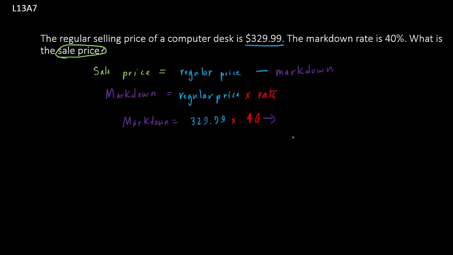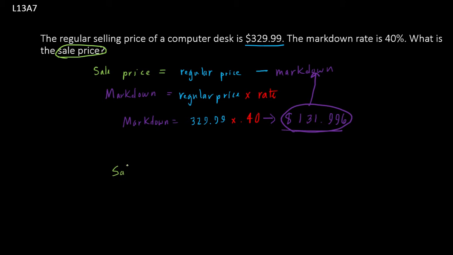All right, so that gives us $131.996. Now you'll notice that I held off on rounding. Remember, always round at the end of the equation. Only round your answer. Okay, so there's my markdown. So this is the dollar amount of the discount that I'm getting. I can now take this number, plug it into my sales price equation.